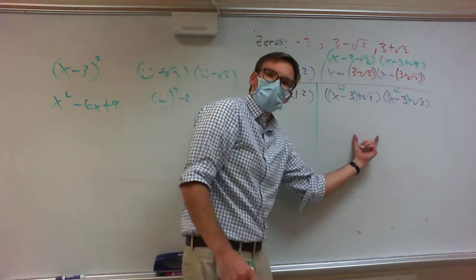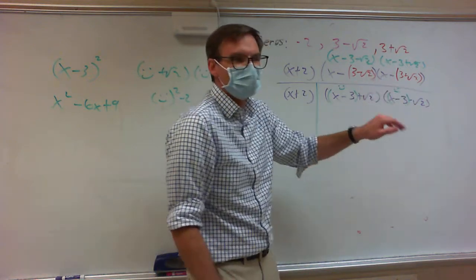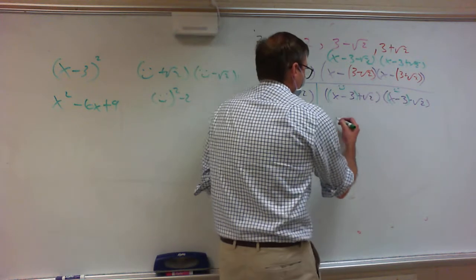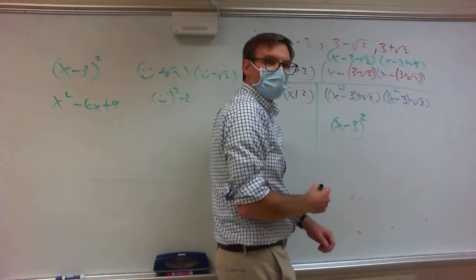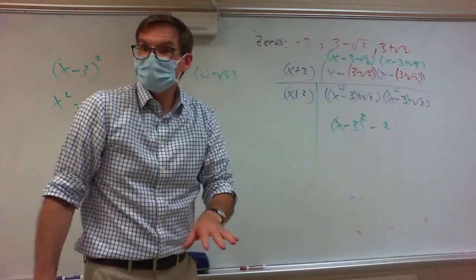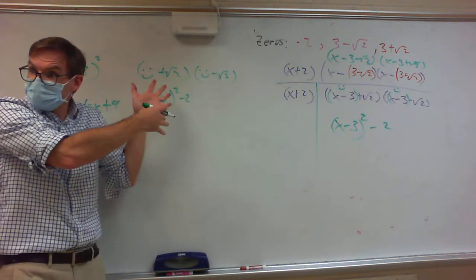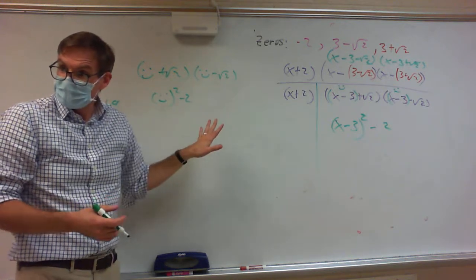So what am I going to write here? I can't use happy face. I have to use x minus 3. X minus 3 squared minus 2. Is everybody okay with that? Because we're using this skill, right? Or happy face plus square root of 2 times happy face minus square root of 2, right?